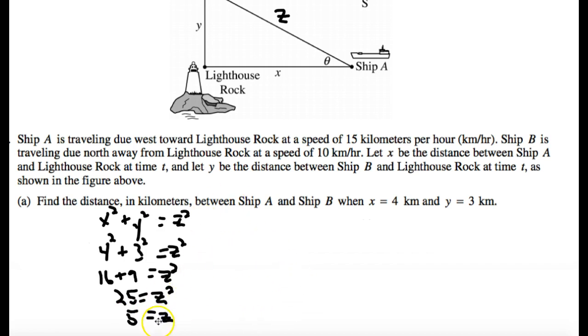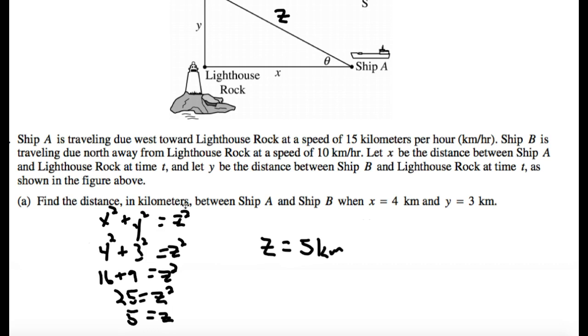So make sure that we label this. Our final answer should be Z is 5 kilometers. And it might not even be a bad idea to write out, the distance between ship A and ship B at this instant is 5 kilometers. Actually writing that out in a sentence.